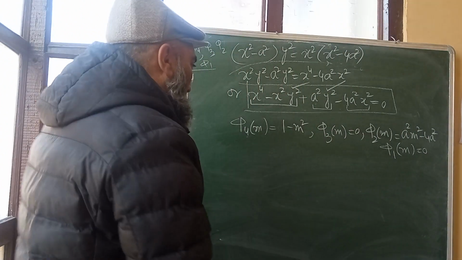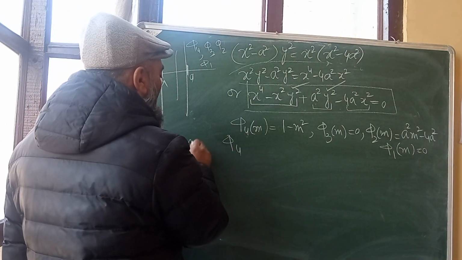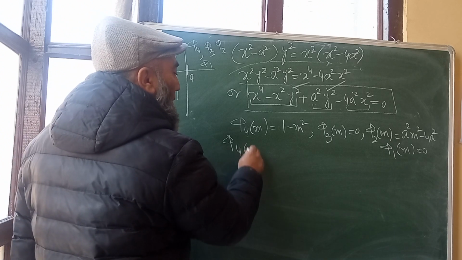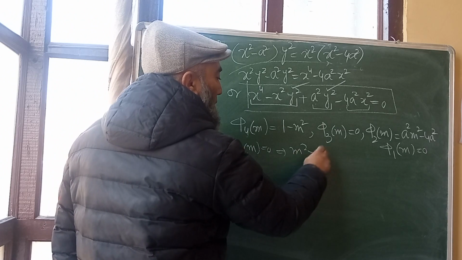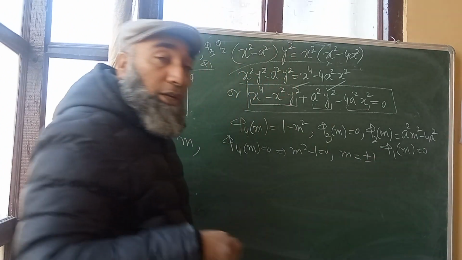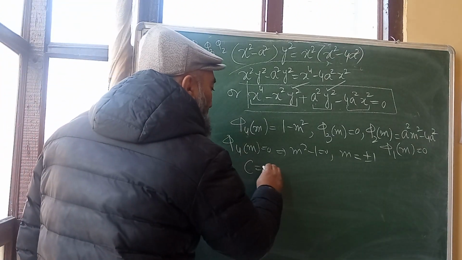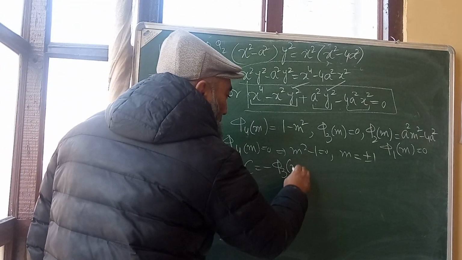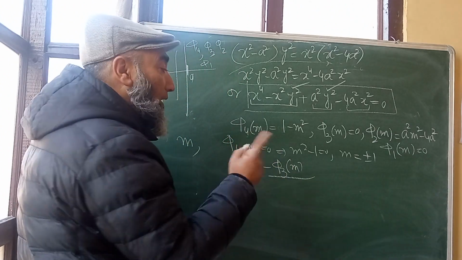Now, to find m, we have to put phi 4m equal to 0, which gives m square minus 1 equal to 0. m is equal to plus minus 1. So we have different roots, 1 and minus 1. What is c then? c is minus phi 3m over phi 4 dash m.